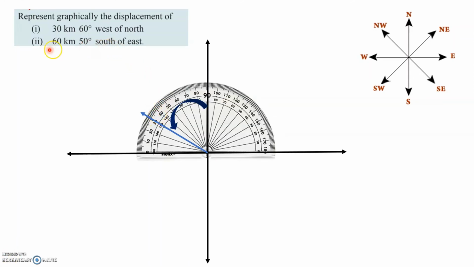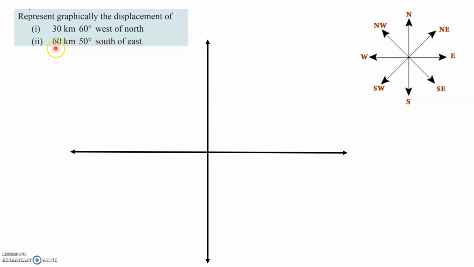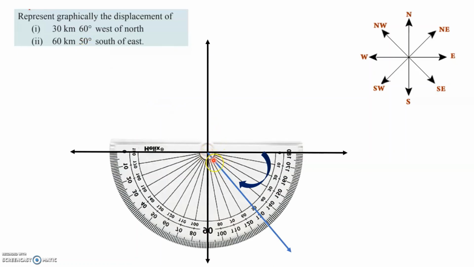Now let's try and solve the second problem. It says 60 kilometers 50 degrees south of east. So where is south of east? South of, this is east. South of east is here. All right. And it is 50 degrees. So I have brought in my protractor again and marked 50 degrees. 10, 20, 30, 40 and 50.